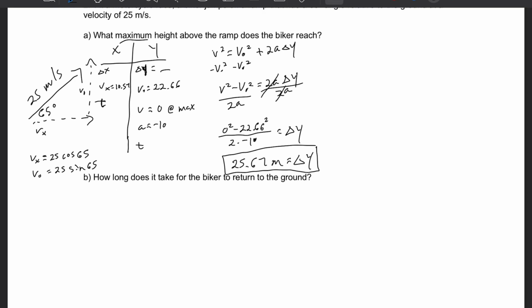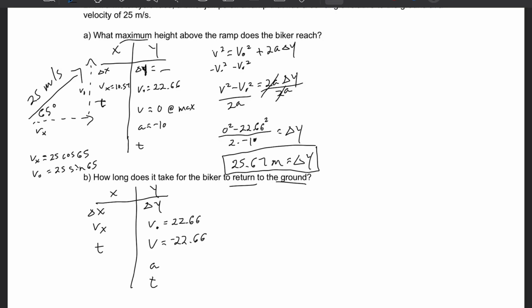B asks us, how long does it take for the biker to return to the ground? I'm going to use an XY table to solve this problem. For x: delta x, Vx, and t. And for y: delta y, V naught, V, a, and t. Some information we can pull down from above. We know the initial vertical velocity is in the upward direction with a positive 22.66. And since it's returning to the ground, we're looking at total time in the air. The final velocity would be negative 22.66 because he's returning to the same height from which he left the ground. Acceleration is negative 10 because it's in the opposite direction of the initial velocity.